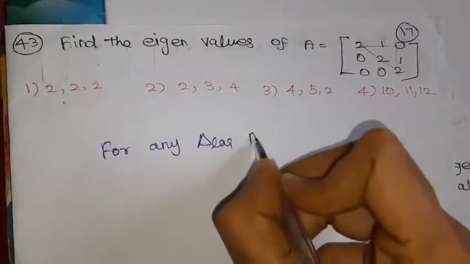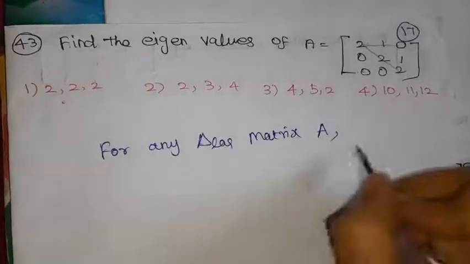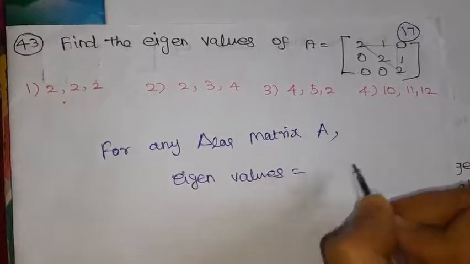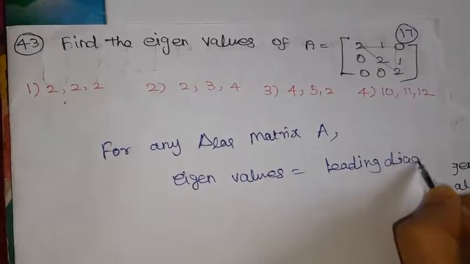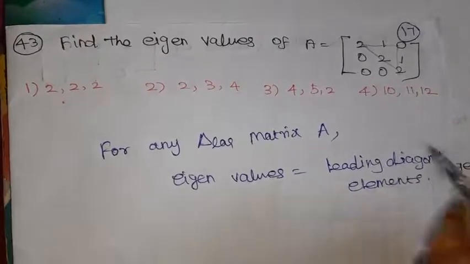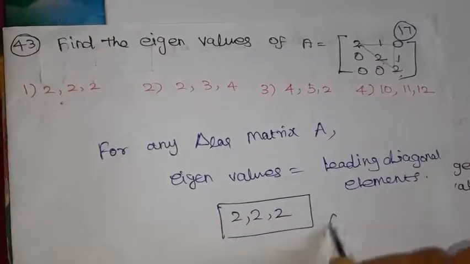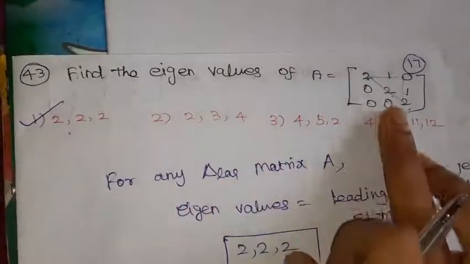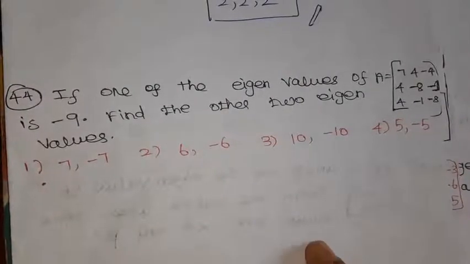I am writing it like this: for any triangular matrix A, the eigenvalues are equal to the leading diagonal elements. So from the question, it is 2, 2, 2. So these are the eigenvalues, option 1: 2, 2, 2. This is an upper triangular matrix, with values only in the upper triangle.